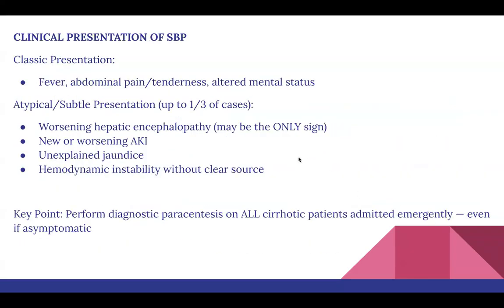The clinical presentation of SBP. These patients already have ascites, so they would come in with fever, possible abdominal pain and tenderness, and sometimes altered mental status. Some atypical presentations will also be worsening hepatic encephalopathy, new or worsening AKI, unexplained jaundice, and hemodynamic instability without a clear source. The key point: perform diagnostic paracentesis on all cirrhotic patients admitted emergently, even if asymptomatic.